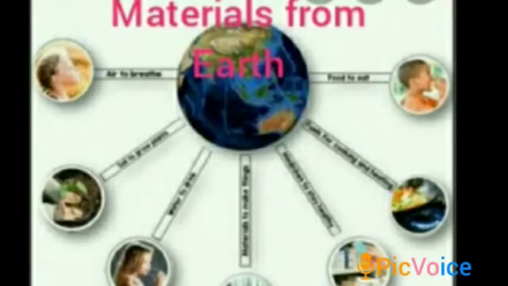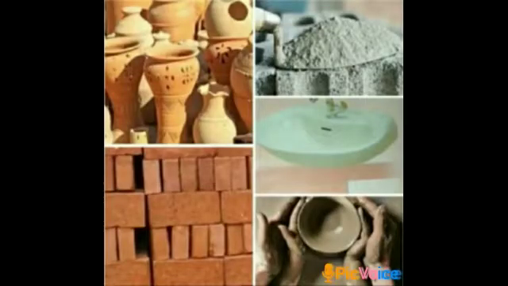Materials from the earth. Children, what did we learn in this lesson? We learned about some materials that come from the earth. Children, what are materials? The different types of stuff we use to make things are called materials. And we learned about clay, stone, metals and glass. Clay. Children, why are we using clay? Clay is used to make pots, vases, storage bins, cement, bricks, etc.